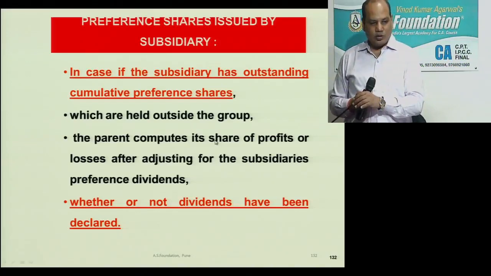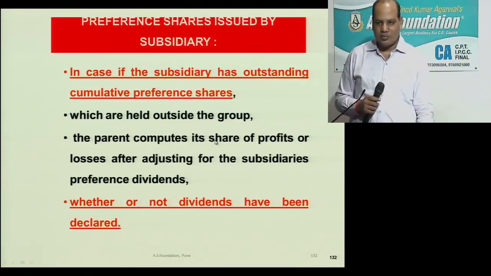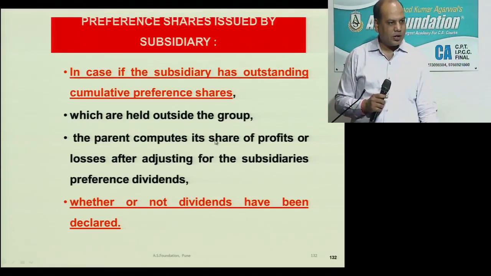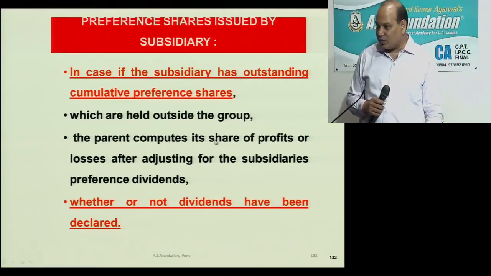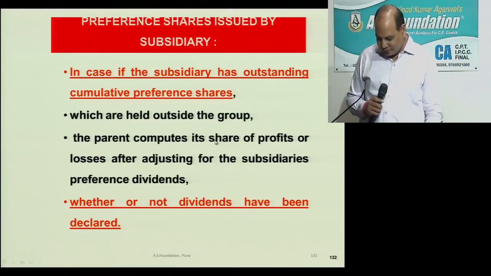it means shares are not held by the parent company. Shares are held by minority interest or outsiders. Shares are held by others, outsiders. The parent company will compute its share of profit or losses after adjusting for the subsidiary's preference dividend.